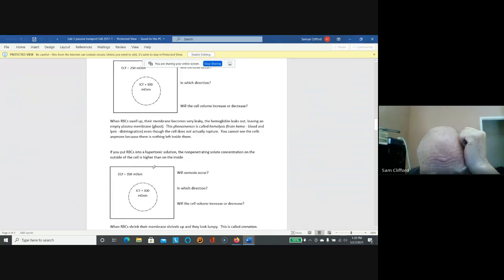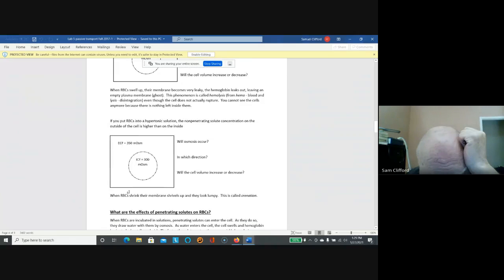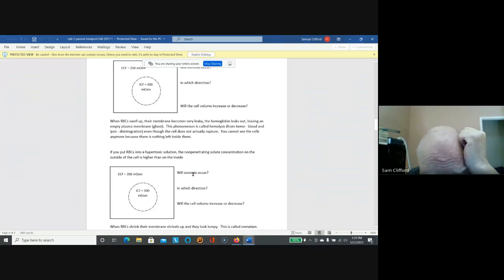If you put red blood cells in a hypertonic solution, 350 has more dissolved solute compared to water, compared to the inside. Water is going to leave the cell, so the red blood cells are going to shrink and look lumpy, and they will crenate. Okay?